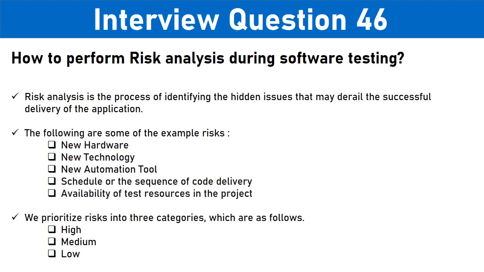The next question may be a little bit advanced or intermediate level. How to perform risk analysis during software testing? Well, first we need to understand risk analysis. Analyzing risks is the process of identifying the hidden issues that may derail the successful delivery of the application. The following are some example risks: new hardware, new technology, new automation tool, schedule or the sequence of code delivery, and availability of test resources in the project. We prioritize risks into 3 categories, which are as follows: high, medium and low.